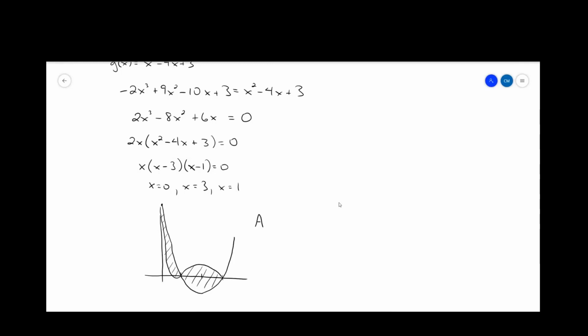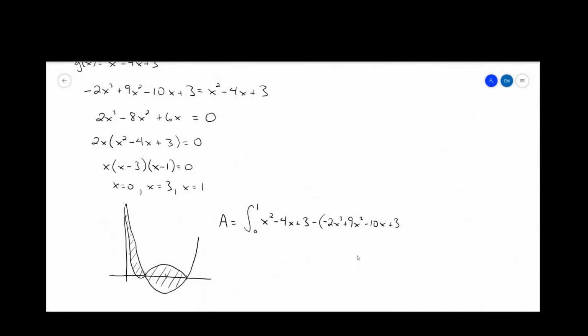The total area will be the integral from 0 to 1. That's the first two intersection points. And if you want to put the top function first, according to my drawing, it seems that the quadratic function is the bigger function there, so you get x squared minus 4x plus 3 minus the cubic function. Okay, and then simplify that. Well, actually, let's just write the whole thing.